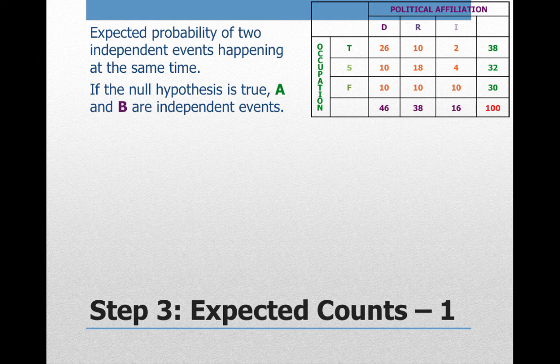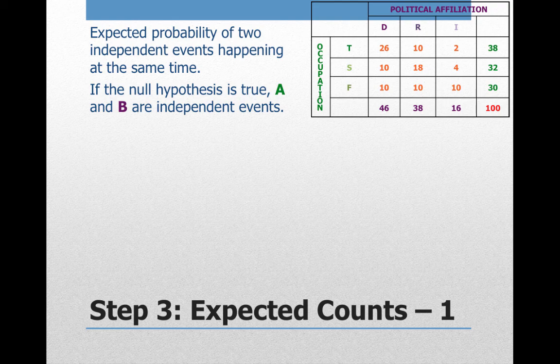Then A and B are independent events, that no matter what, there is no influence, there is no relationship between occupation and political affiliation. These two events are completely independent of each other. It doesn't matter what your occupation is, it's not going to matter on what your political affiliation is, and vice versa. No matter what your political affiliation is, it's not going to matter upon what your occupation is. These two events are completely independent of each other.